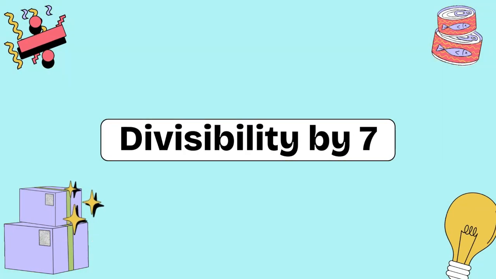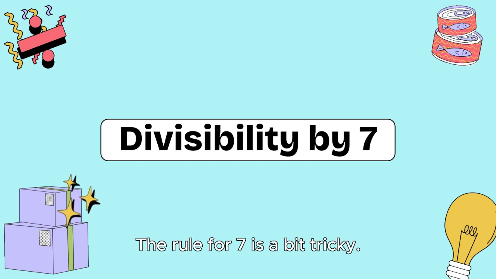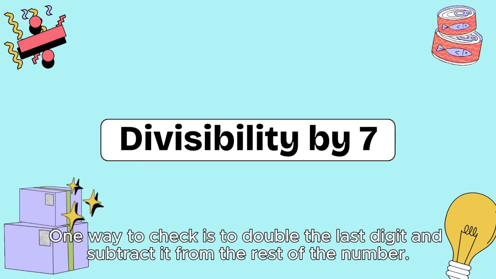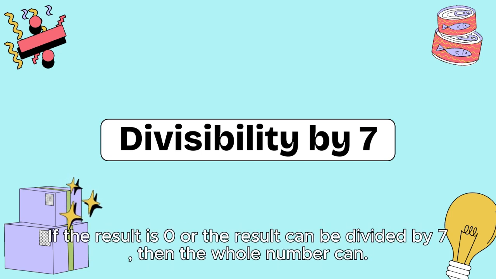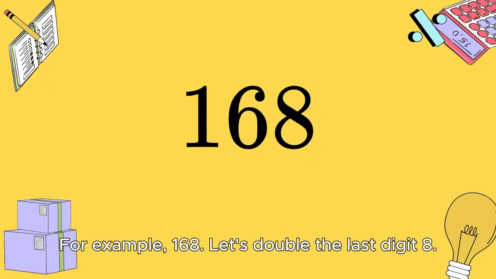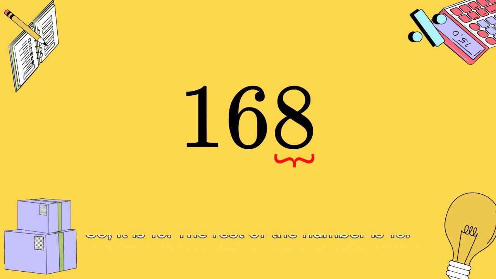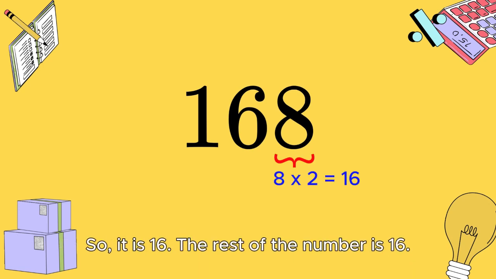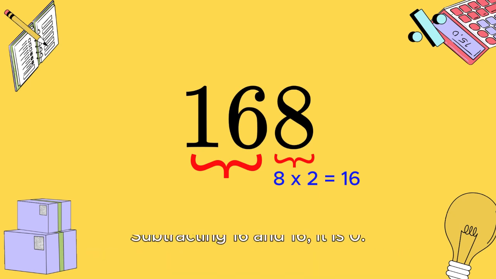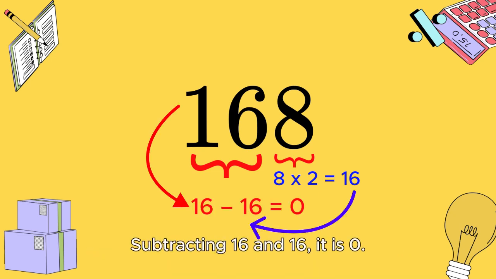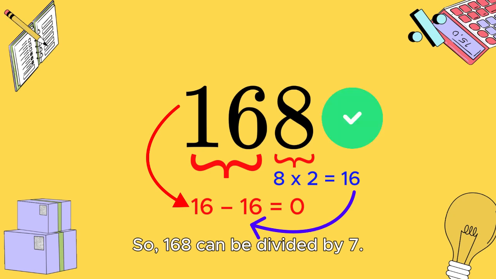Divisibility by 7. The rule for 7 is a bit tricky. One way to check is to double the last digit and subtract it from the rest of the number. If the result is 0 or the result can be divided by 7, then the whole number can. For example, 168, let's double the last digit 8. So it is 16. The rest of the number is 16. Subtracting 16 and 16, it is 0. So 168 can be divided by 7.